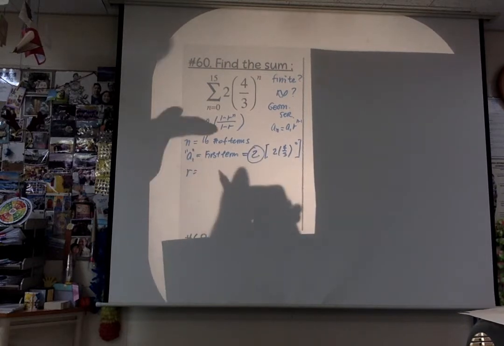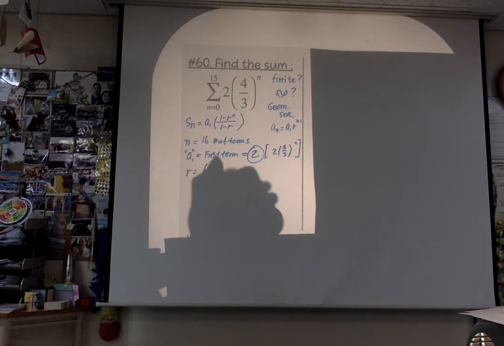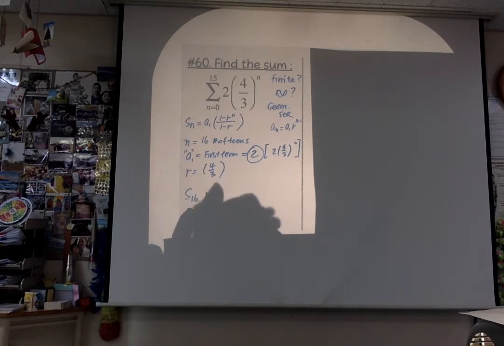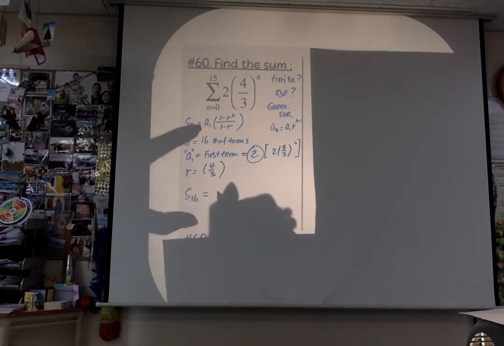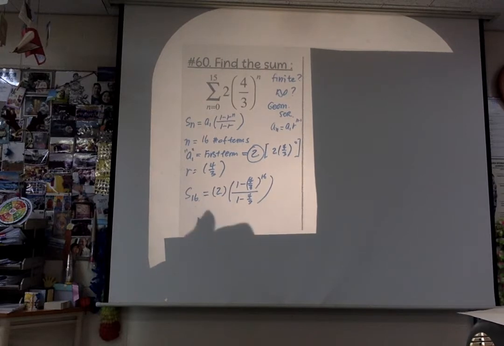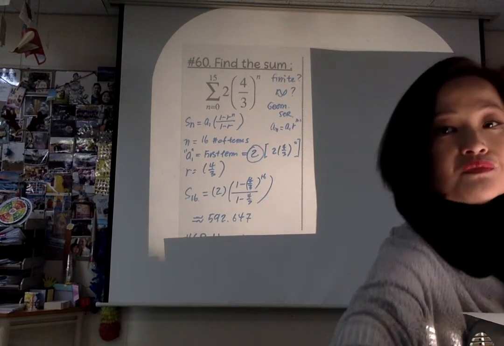What's your common ratio? Another thing that we use, right? The common ratio is 4/3. Okay, so now let's try it. S sub 16, because there are 16 terms, is going to equal a sub 1, which is 2, times (1 minus (4/3) to the 16th power) over (1 minus 4/3). Okay? Alright, so that actually becomes, of course using a calculator for this, 592.647.